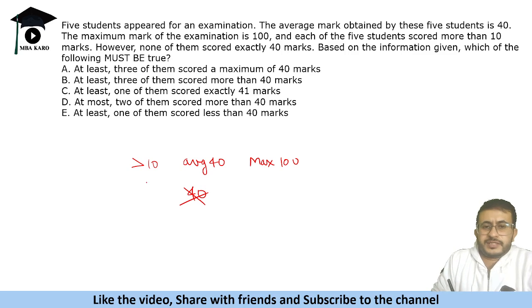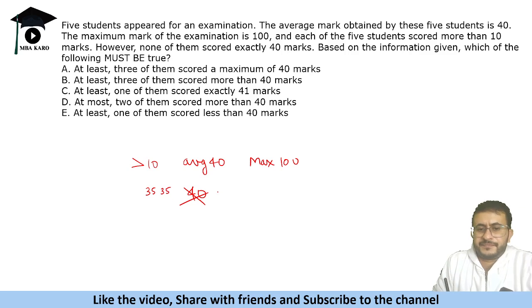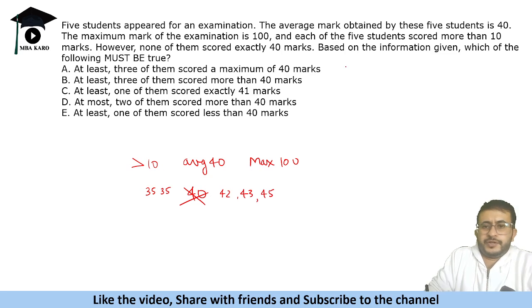So it says 3. If we take 35, 35, the total is 70. We need to make 130, right? 42, 43, 45. We can make it. So we can prove it wrong. At least three of them scored more than 40 marks. So we can prove the other way around also.